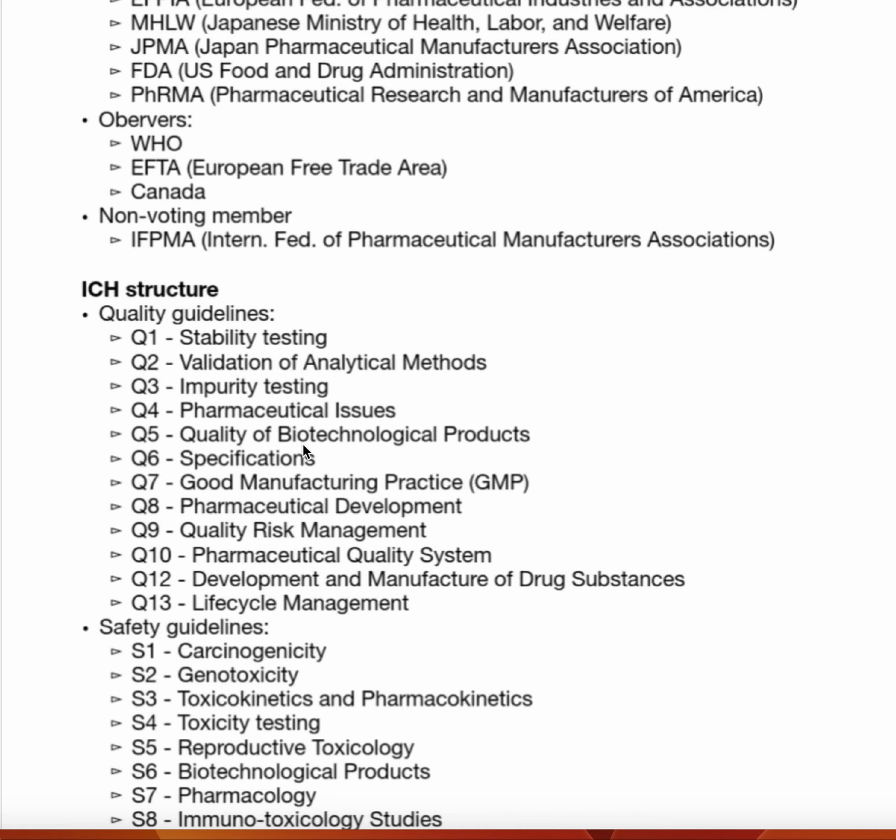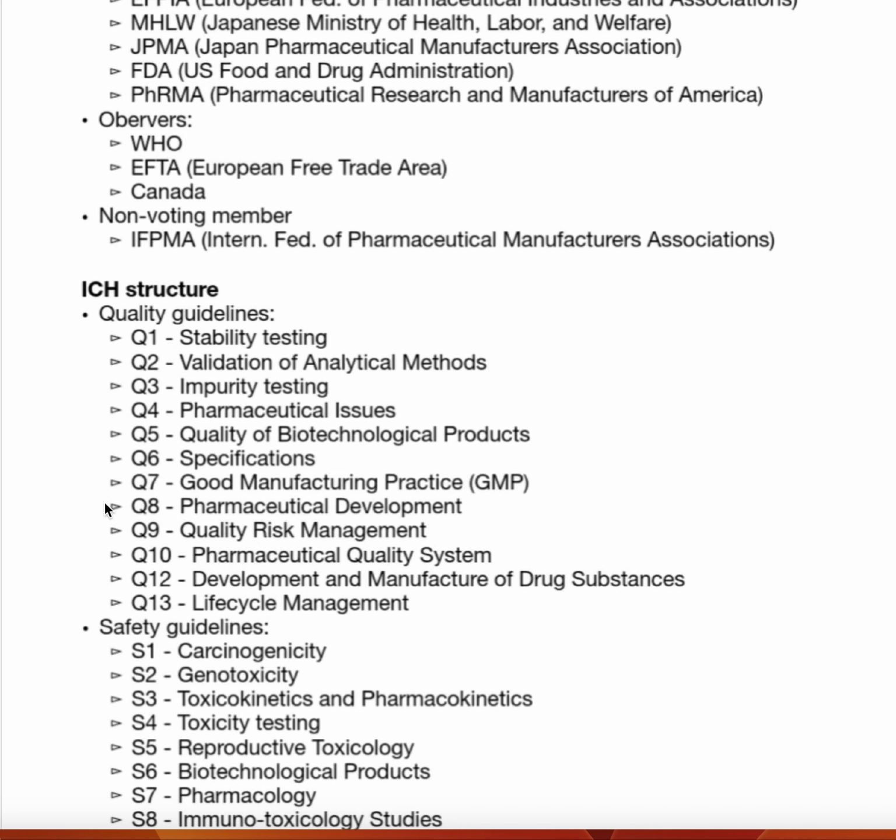Q5 is quality of biotechnological products. Q6 is specifications. Q7 is good manufacturing practice, which is so important. Q8 is pharmaceutical development. Q9 is quality risk management. Q10 is pharmaceutical quality system. Q12 is development and manufacture of a drug substance. And Q13 is life cycle management.